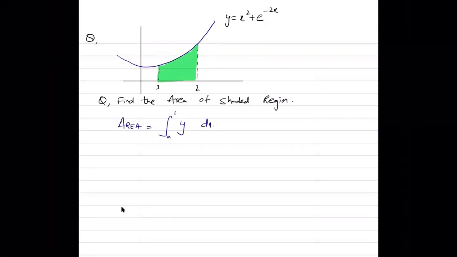You can apply the limits on the x-axis. So the equation of the curve is x square plus e to the power of negative 2x. What are going to be the limits? Lower limit is going to be 1, upper limit is going to be 2. So I want you to integrate this expression and then plug in the limits to get the area. Meanwhile, you can try this.